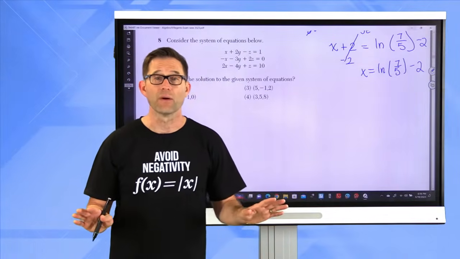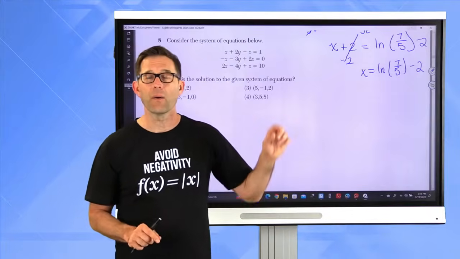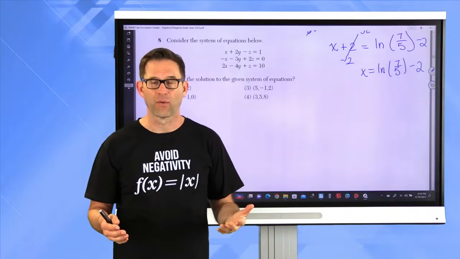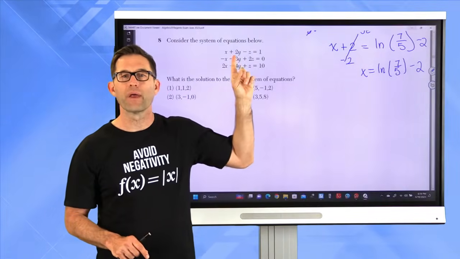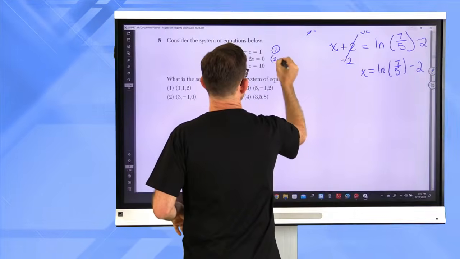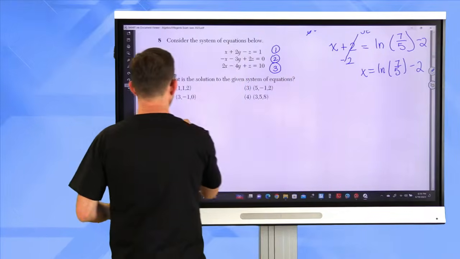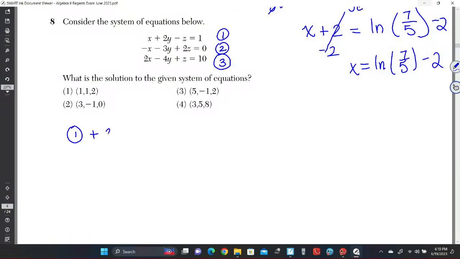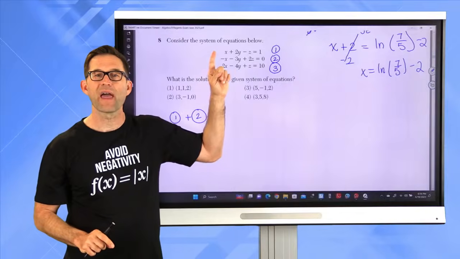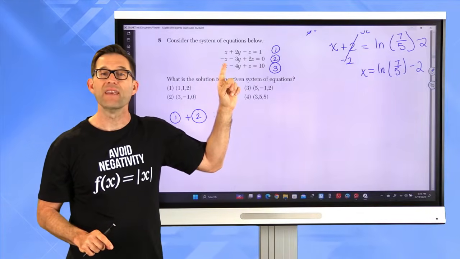All right, so here's the deal, right? What I want to do is add equations together to try to get things to cancel out, all right? And one thing I notice right away is if I add, and I'm going to number these equations 1, 2, and 3. If I add equation 1 to equation 2, it's going to produce a brand new equation for me, but what I should see is I have an x there and I have a negative x there.